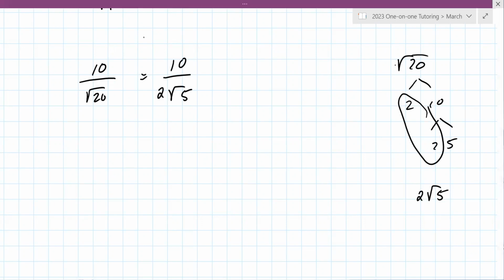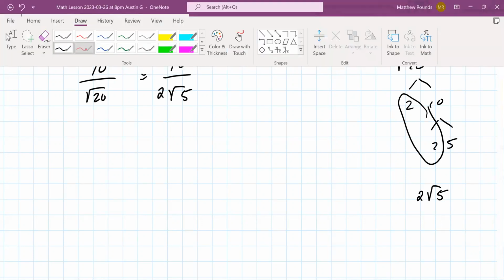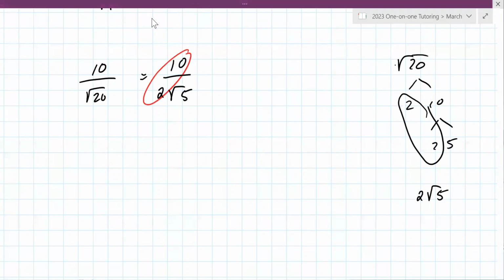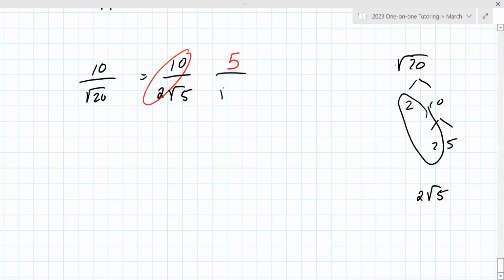And I would recommend you divide. Like I would recommend you say, okay, I got 10 over 2. Let me divide that. That becomes 5 over the square root of 5. I think that will help. And then you have to rationalize it like we've been doing all night, where you multiply the top and bottom by the root.